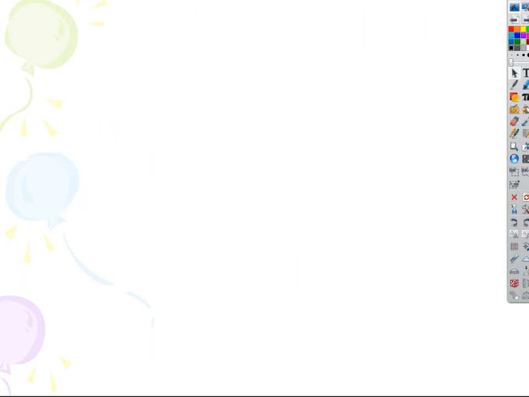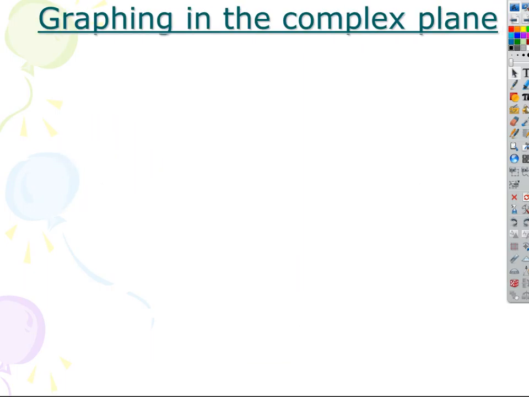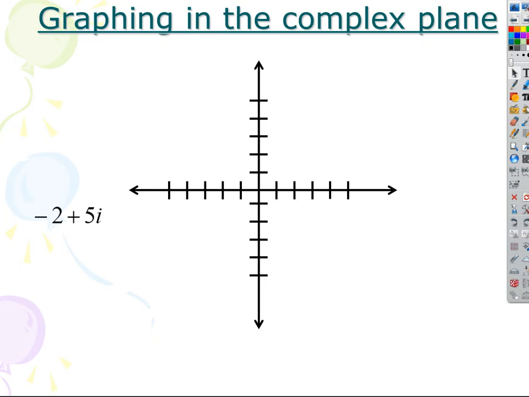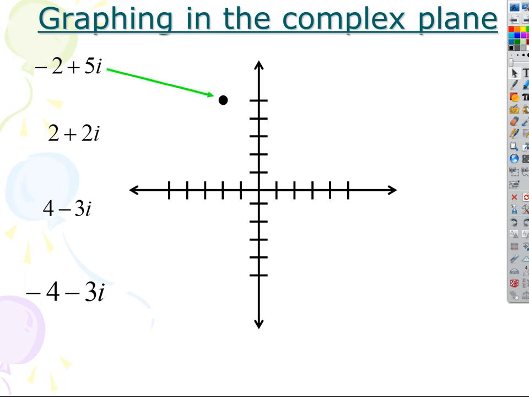So for example, if I wanted to plot the complex number -2 plus 5i, what are going to be the coordinates of that point in the complex plane? Yeah, -2, +5, so we go back 2 and up 5, right? And we could plot all of these. They're all going to be in different places. There's the first one, right? Second one's going to be over 2 and up 2, right? Agreed?